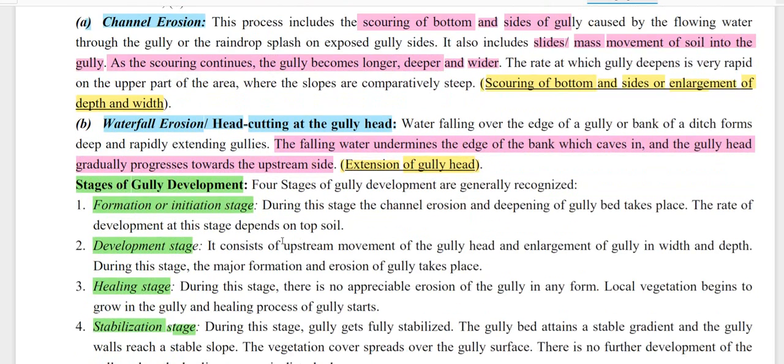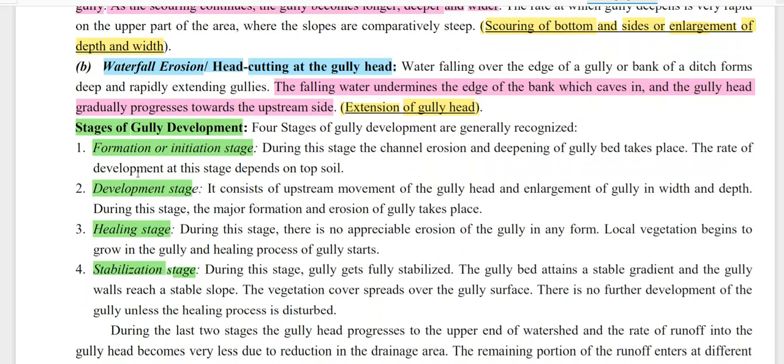Now there are four stages of gully development: formation or initiation stage, development stage, healing stage, and stabilization stage. During the formation or initiation stage, channel erosion and deepening of the gully bed take place, not the head. The rate of development at this stage depends upon the topsoil.